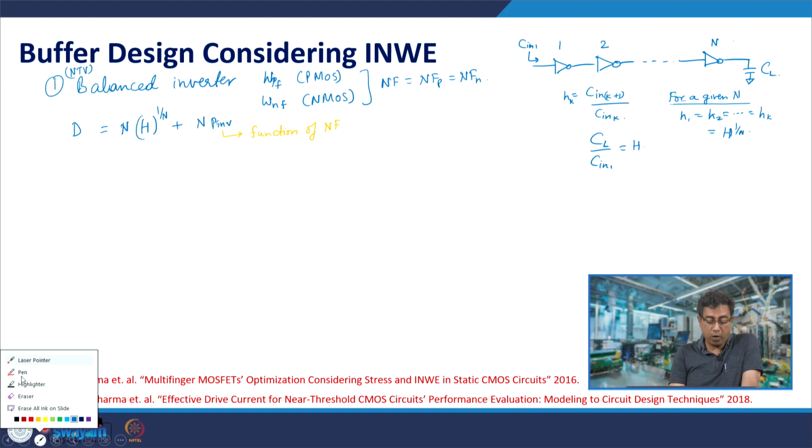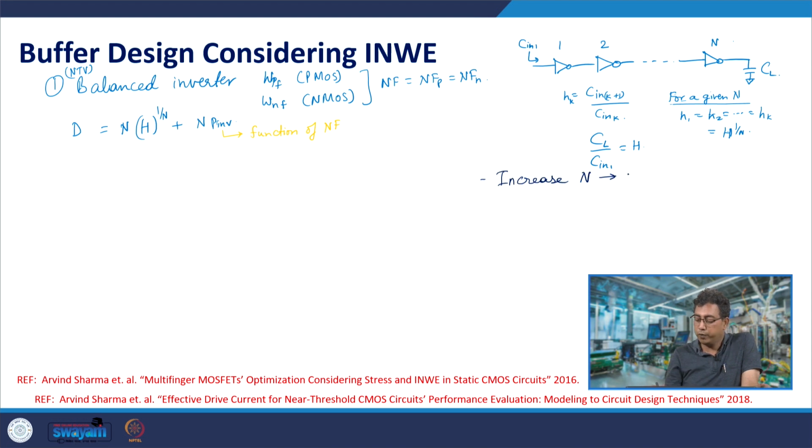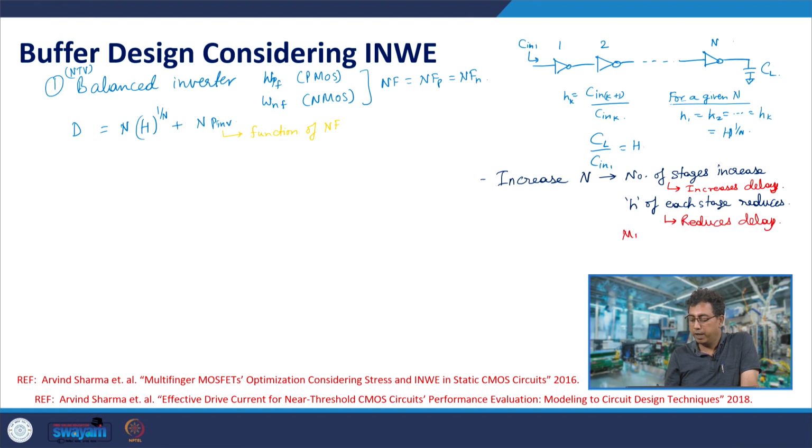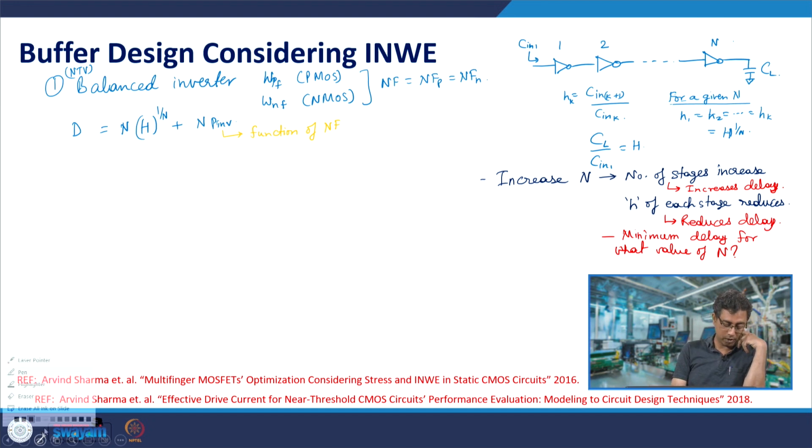Now, what if you want to minimize the delay by optimizing n, the number of stages? Why is this possible? Let us see. When you increase n, number of stages increases and H, the electrical effort of each stage reduces. This increases delay, this reduces delay. So, minimum delay for what value of n? We do not know this, that is, for what value of number of stages does the delay minimize. That is something which needs an optimization.